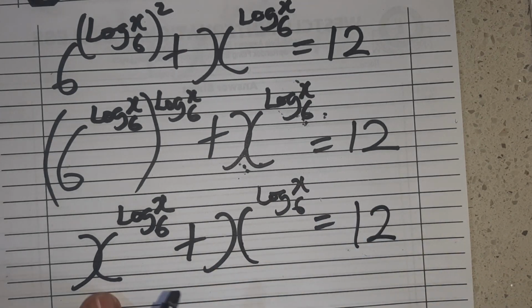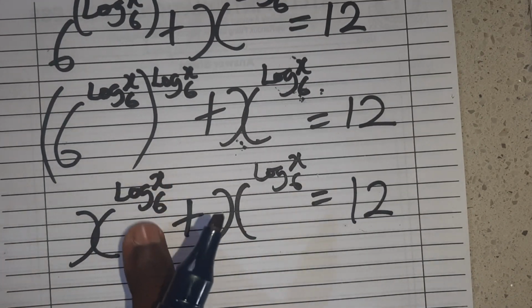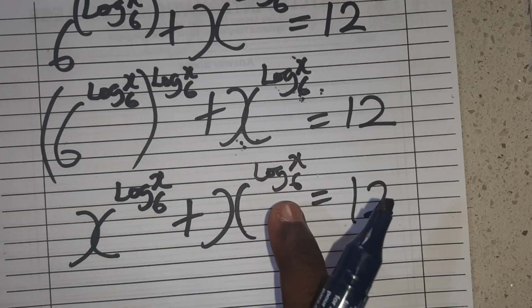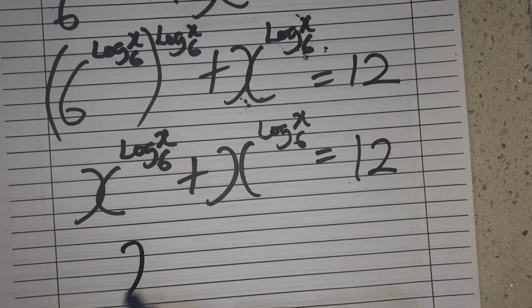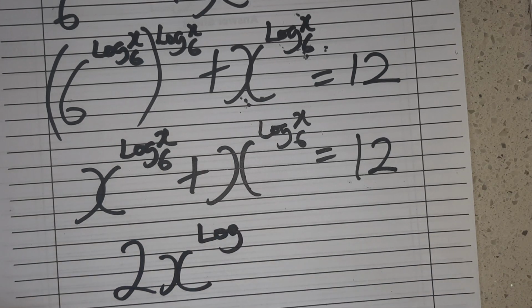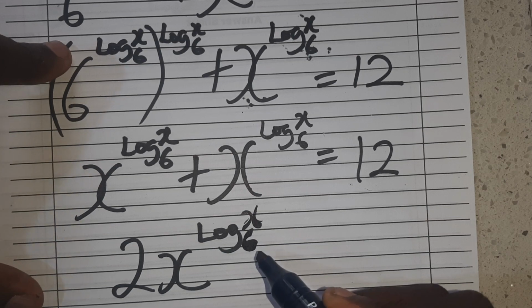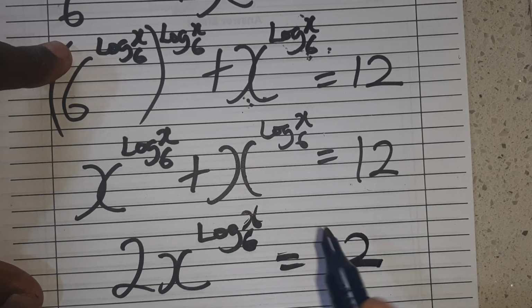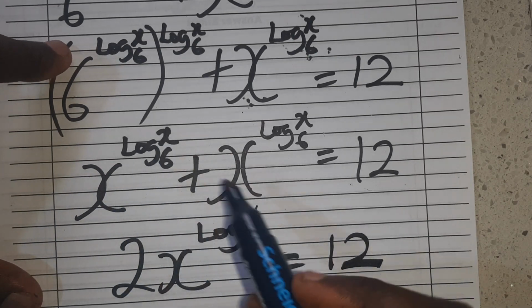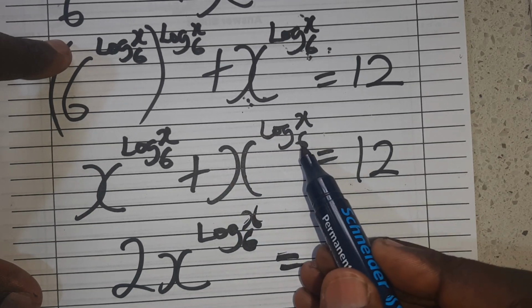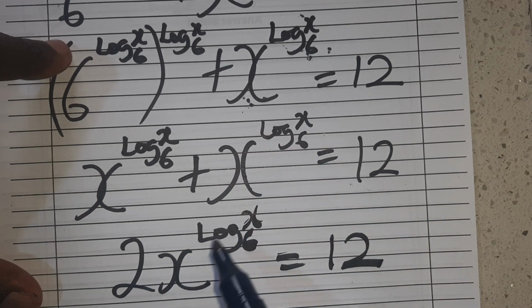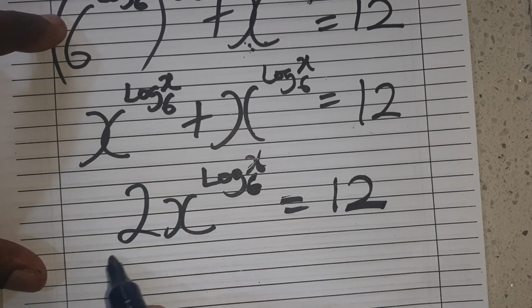Notice that we have the same term here. So x raised to power log x base 6 plus x raised to power log x base 6 gives you 2x raised to power log x base 6 equals 12. Mind you, x raised to power log x base 6 plus x raised to power log x base 6 give you 2x raised to power log x base 6. Then you can divide both sides by 2.